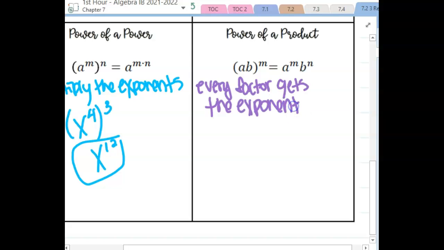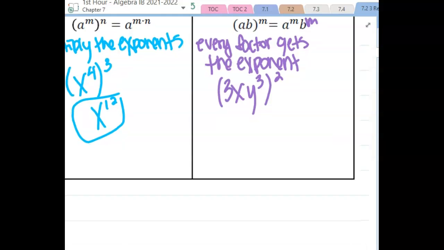Every factor gets the exponent, and that should be an M, not an N up there. So everything inside the parentheses, whatever that exponent is on the outside of the parentheses, everything inside the parentheses gets that exponent. So if I have 3xy cubed, and that whole thing is squared, what this means is everything inside that's in parentheses gets squared, because 3xy cubed squared means 3xy cubed times 3xy cubed.